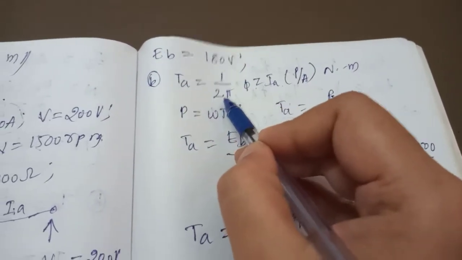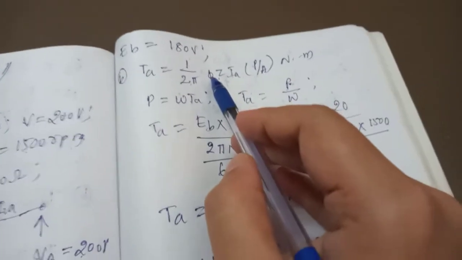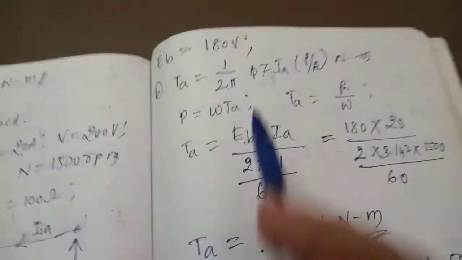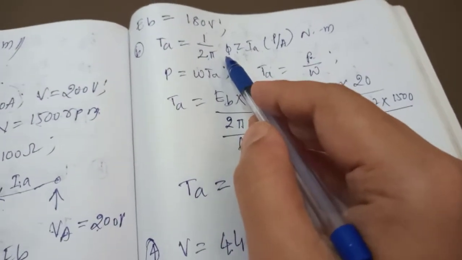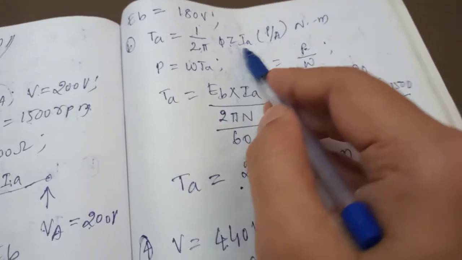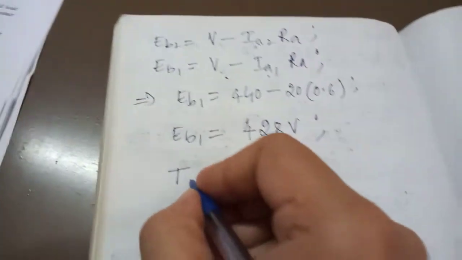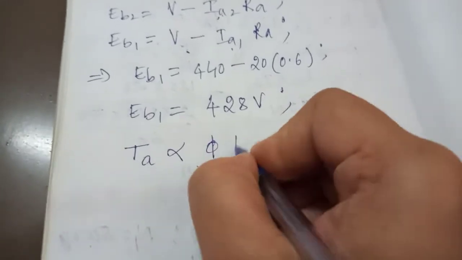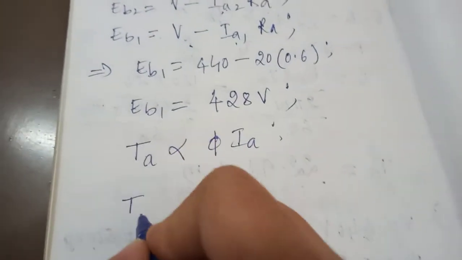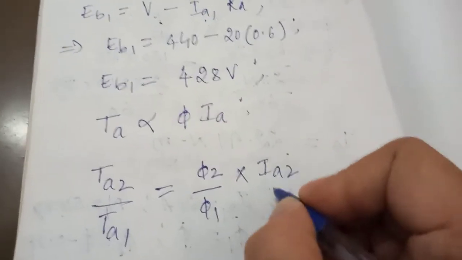1 by 2 pi is constant, phi is variable. Though phi is constant in a shunt motor, I am manually varying it, so phi is variable for this particular problem. Z is not variable, it's a constant. IA is variable, P by A is constant. So TA is directly proportional to phi into IA, right? Yes. Now TA2 by TA1 is what? TA2 by TA1 is equal to phi 2 by phi 1 into IA2 by IA1, right?